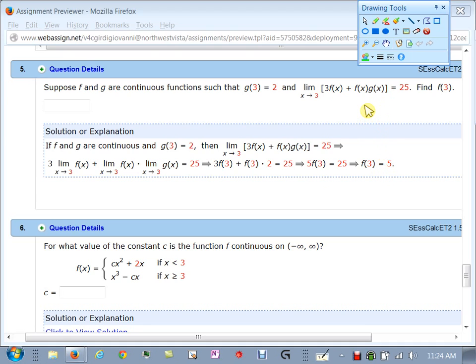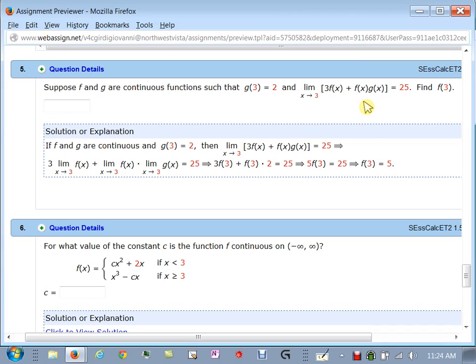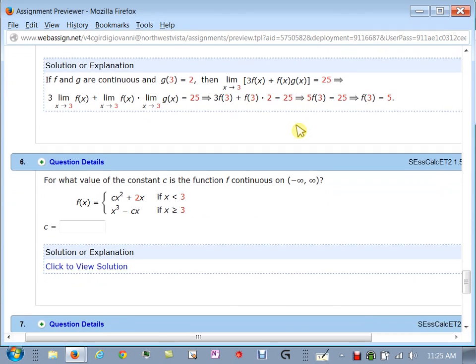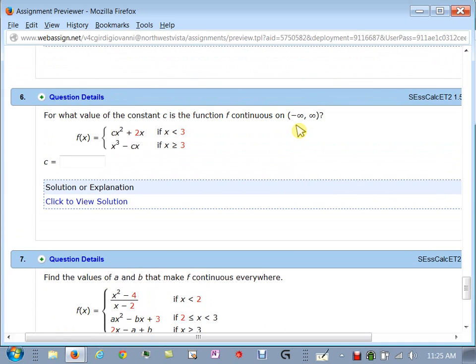All right, next one. Go to a different color here. For what value of the constant c is the function f continuous everywhere?